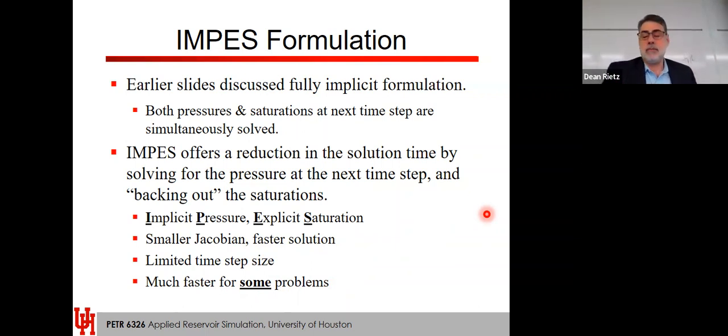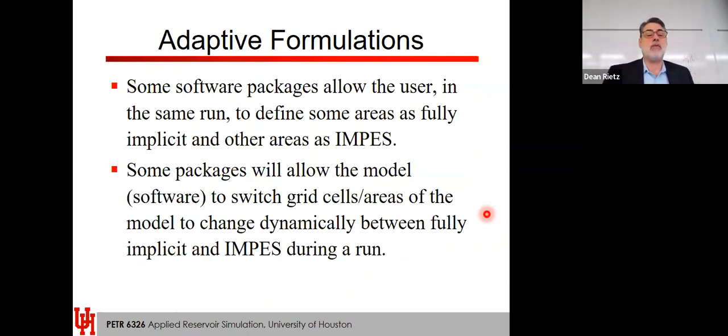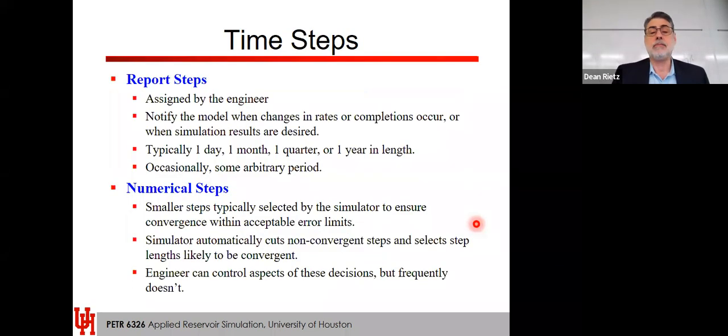Now, there are some simulators that do adaptive formulations where it might run in IMPES in some areas and fully implicit in other areas. Like if you're way out and there's an aquifer and not much is happening, you could run it in IMPES, but where the action's happening, do it in fully implicit. And some of them will allow that to dynamically change during the run.